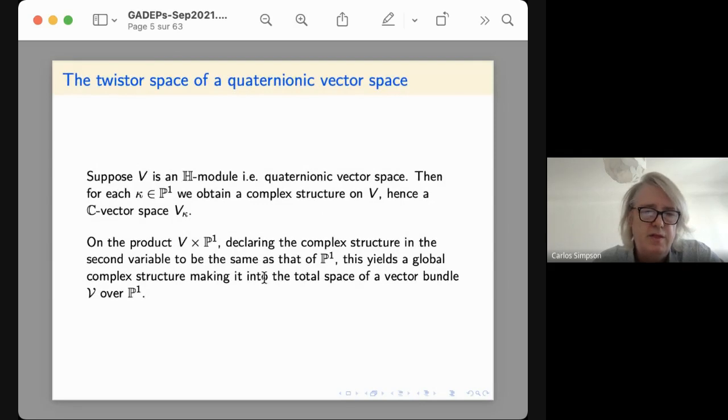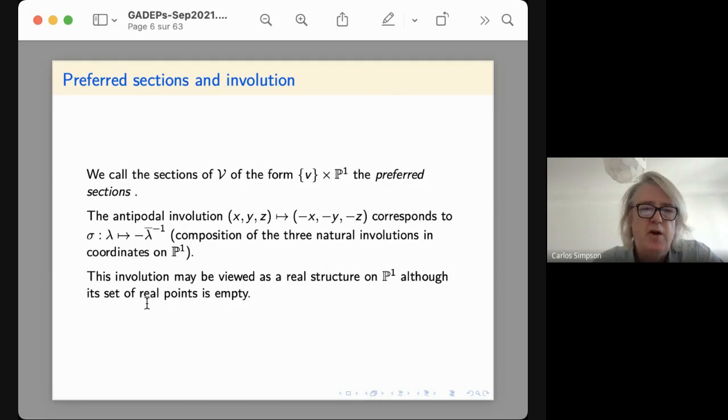Okay. And this makes the total space into an integrable complex manifold, which is a vector bundle over P1. And then this vector bundle has sections which we'll call preferred sections. You might say horizontal sections, maybe, which are just all the points of the form some vector cross P1.